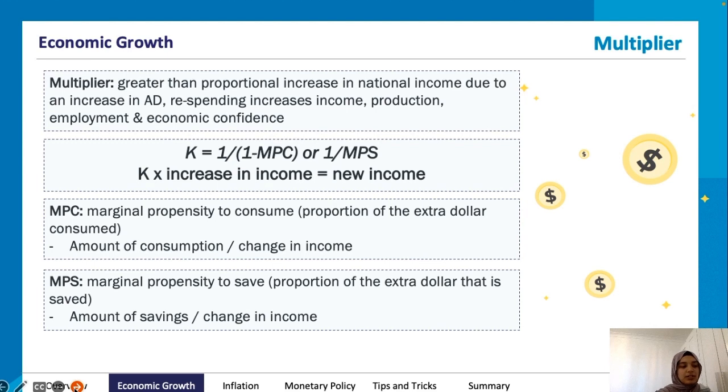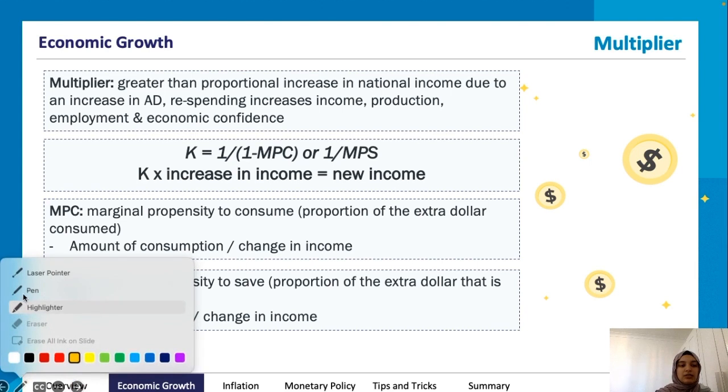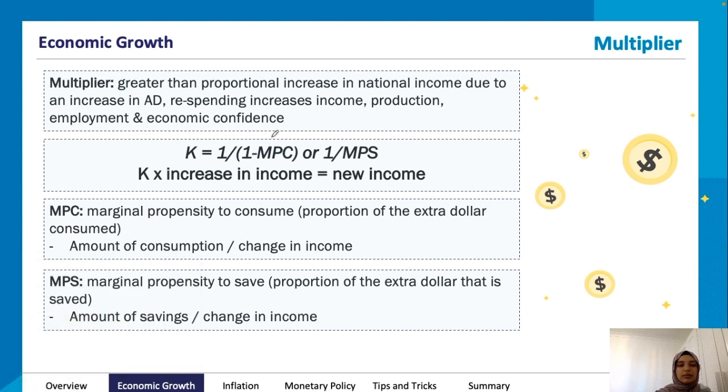Righto, so hopefully that's all making sense so far. We're going to move on to the next point, which is the multiplier. You may have already gone through this, so this might be revision for some of you, or this may be a new concept for some of you. So, greater than the proportional increase in national income due to the increase in aggregate demand. So basically, we've got respending. Respending increases income, production, employment, and economic confidence. So this idea that we've got the increase in AD and that impacts everything else. It's sort of like a flow-on effect.